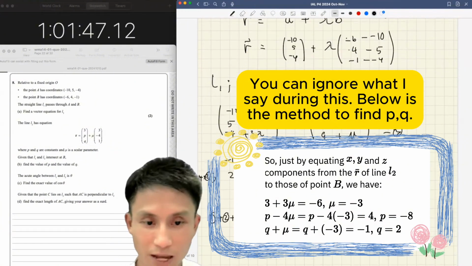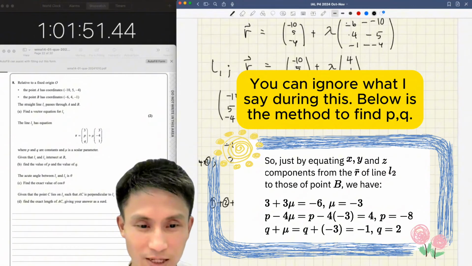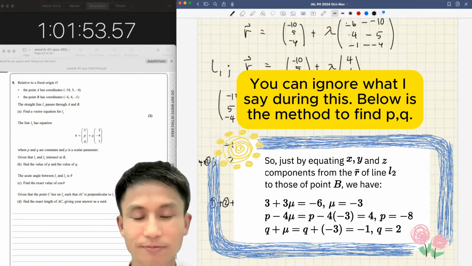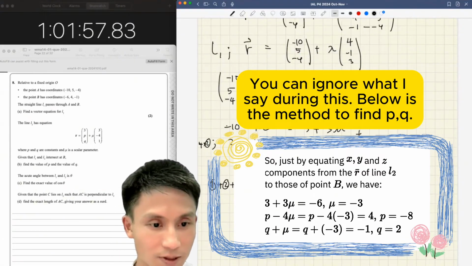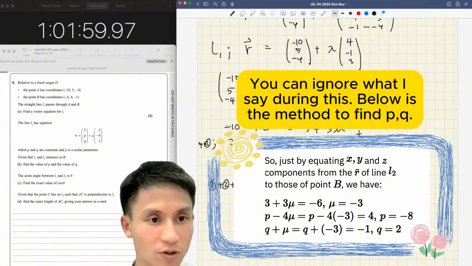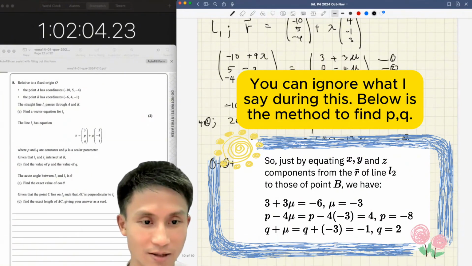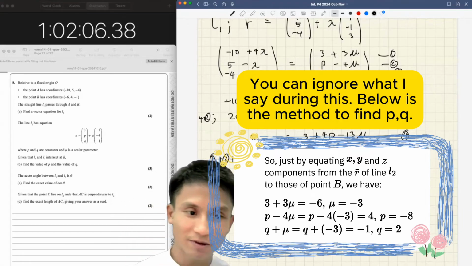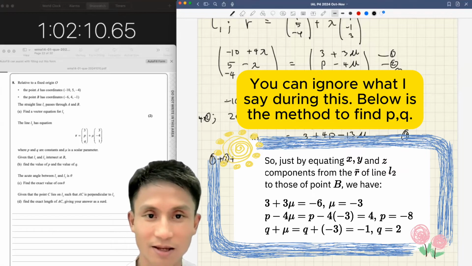Yeah, okay. So I add them up, I get minus 9 there. This is going to be 6 lambda, right? Equals 3 plus p plus q. And then mu goes away. All right, that's why I did that. So this is in terms of lambda and p and q.